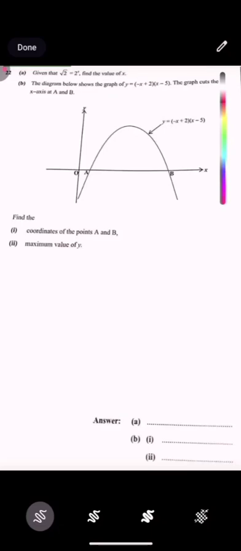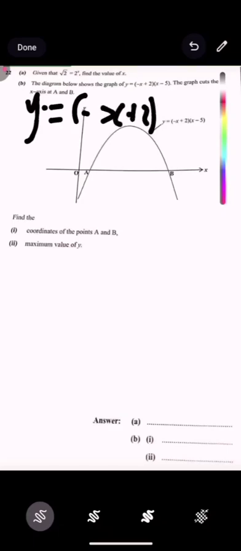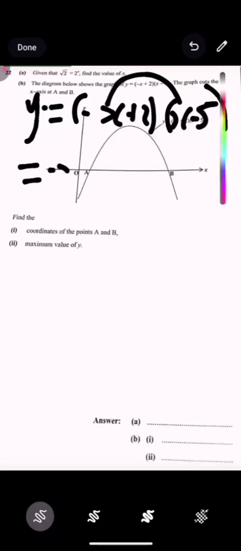Maximum value of y. For you to find the maximum value of y, you need to expand this. Okay, so it's going to be y is equal to, when you expand, let me just write it, negative x plus 2, x minus 5. So when you expand, it's going to be negative x times x, negative x squared. There are different ways in which you can expand, but there's a method that I've copied from one of my students. It's very good. Okay, so negative x times x, negative x squared.